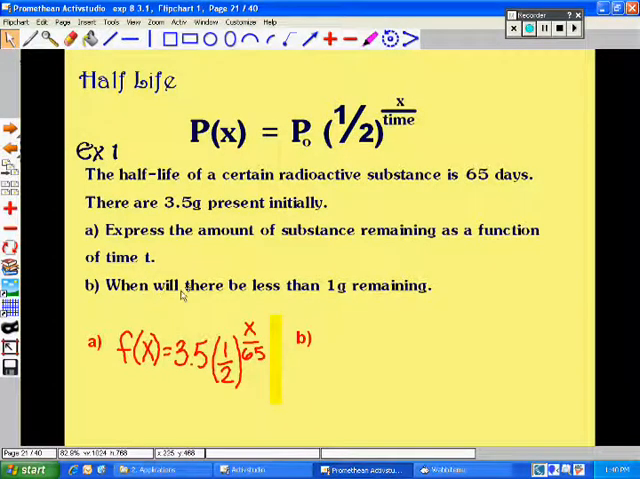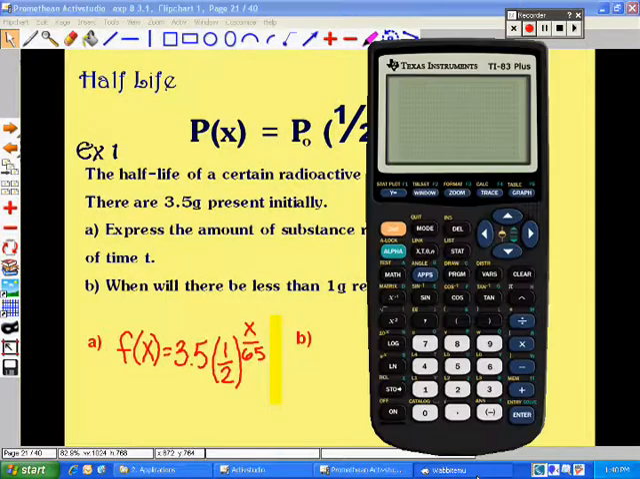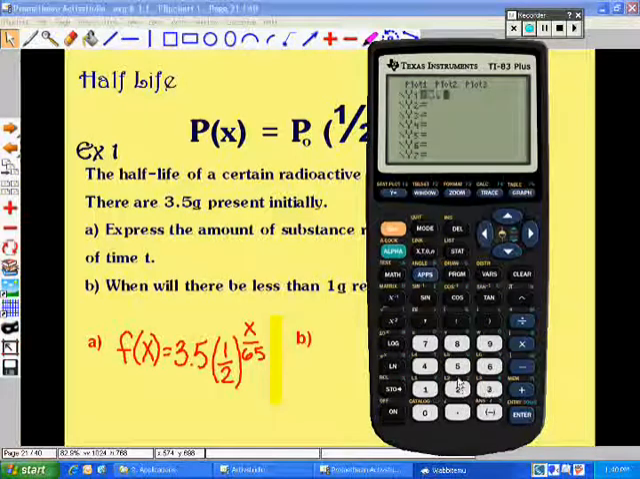Part B says when will there be less than 1 gram remaining? So we're going to solve for x. And 1 gram is going to be the amount that we're looking for. So I'm going to use my calculator. I'm going to go to y equals. I'm going to type in the equation that I have: 3.5 times 1/2 to the x divided by 65. I also want to plug in 1. This is a line that represents 1 gram of the substance.